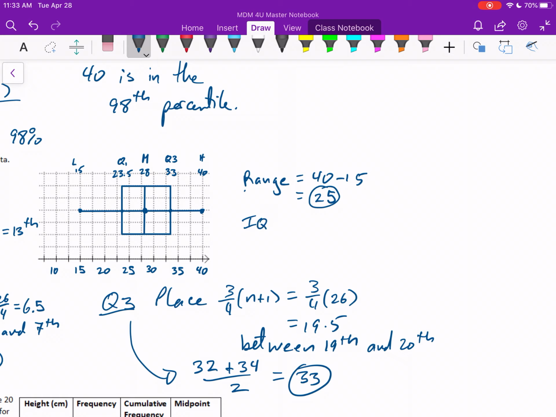IQR, interquartile range, is Q3 minus Q1. So in this case, it was 33 minus 23.5, which is going to equal 9.5. What that's telling me is that 50% of the data falls in a range of 9.5 numbers.